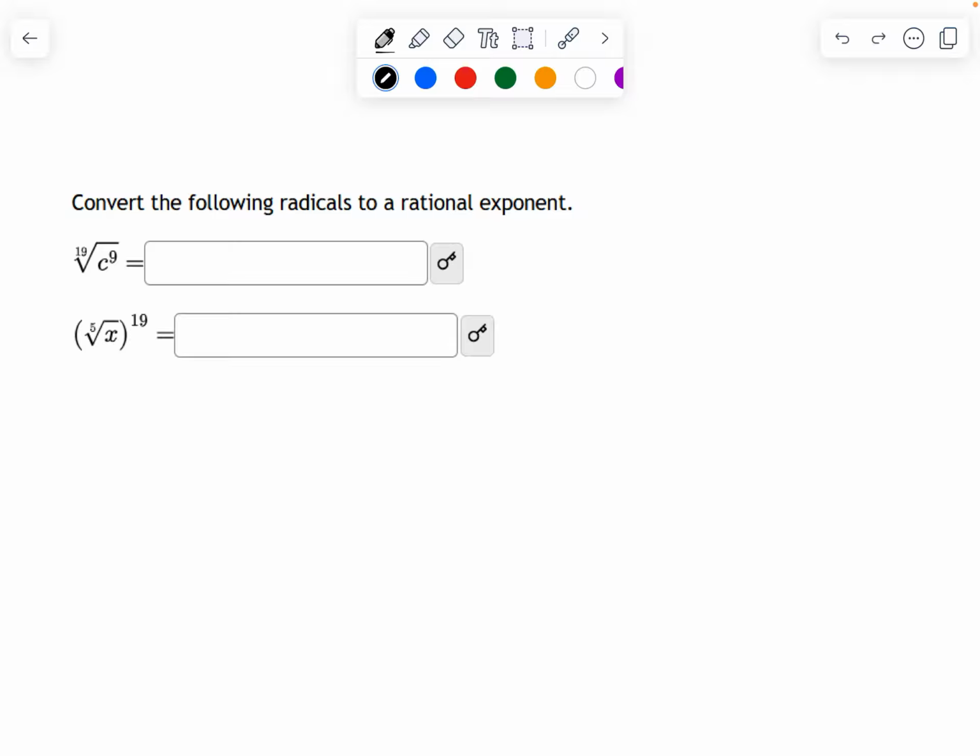So we are converting the following radicals to a rational exponent. When we're looking at these, we have radicals, and my goal is to put it into what's called a rational exponent. A rational is a very fancy way to say fraction, right? So when we have any kind of radical, it can be written as some kind of fraction.